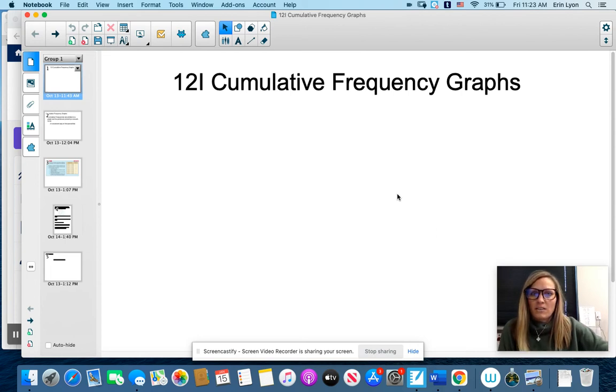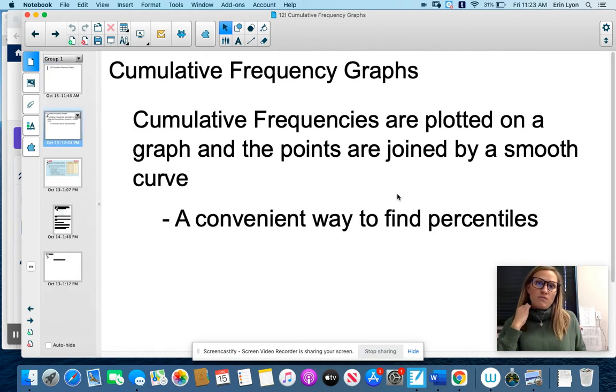Okay, today we're going to take a look at section 12I, which is cumulative frequency graphs. Let's just talk about it first and then we'll look at that first example. So, a cumulative frequency graph. We know what cumulative frequencies are.